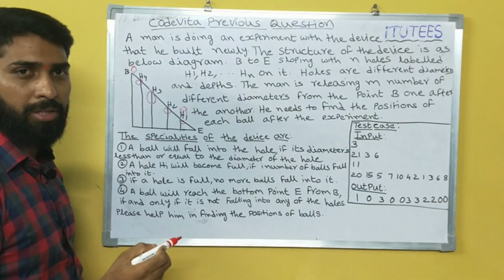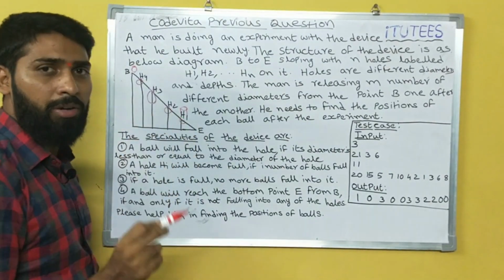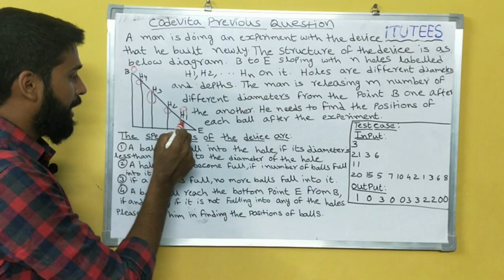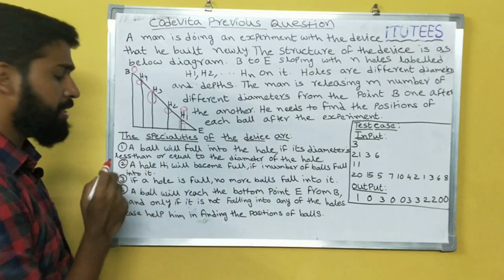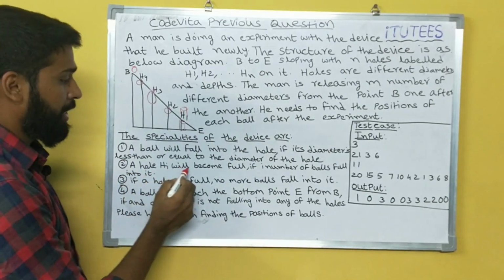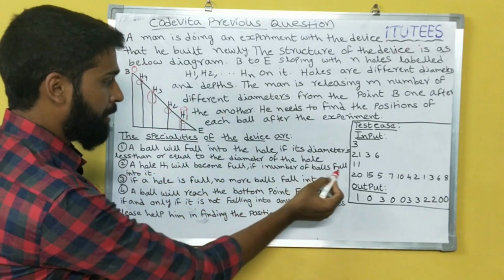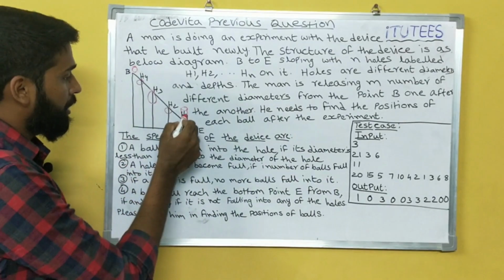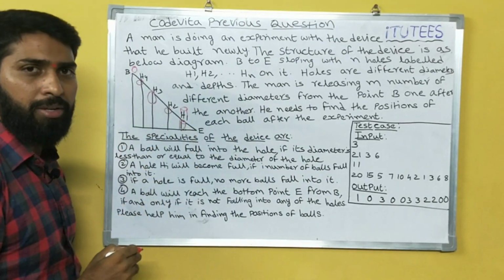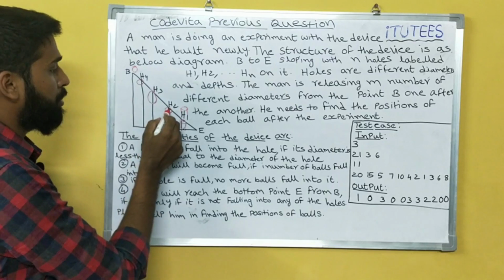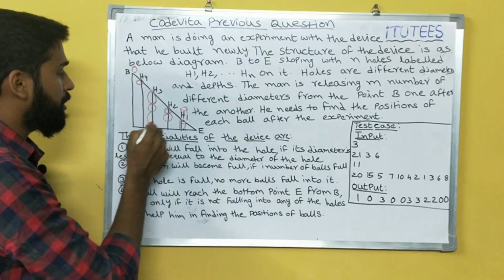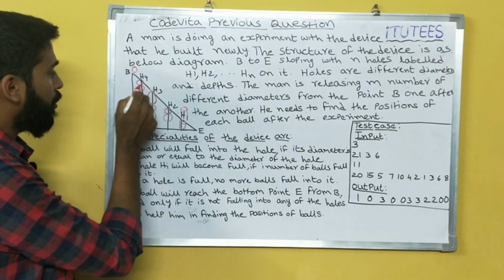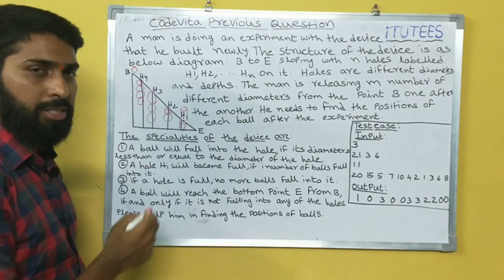That is the depth. That means every hole has two properties. One is diameter and the second one is depth. So that is the second point. A hole Hi will become full if i balls fall into it. That means in H1 only one ball will fall into it, in H2 two balls will fall into it, in H3 three balls, in H4 four balls. That is the second point.